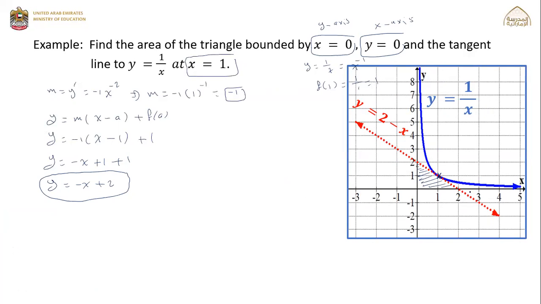Now, how can I draw the tangent line? You can take x equals 0 and find the value of y, which is 2. And you can take y equals 0 and find the value of x, which is 2 also. These are the x-intercept and y-intercept. After that, you can find the area. The area of a triangle is half base times height, which is half times the base from 0 to 2, which is 2, and the height from 0 to 2, which is 2 also. So the final result is 2. So the area of this triangle is 2.